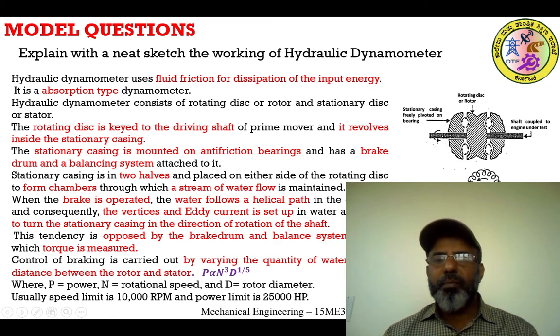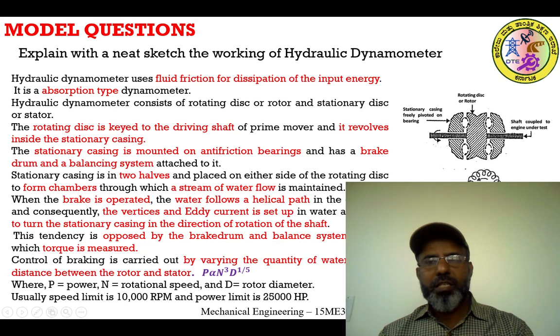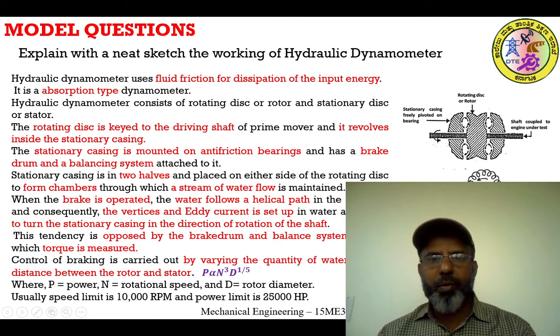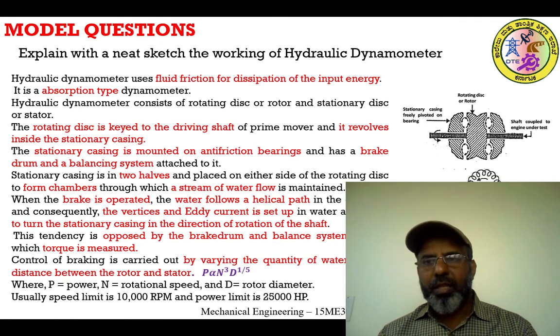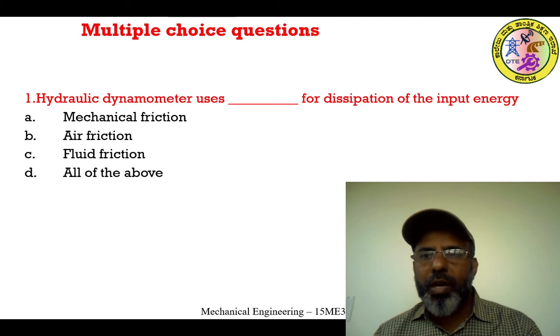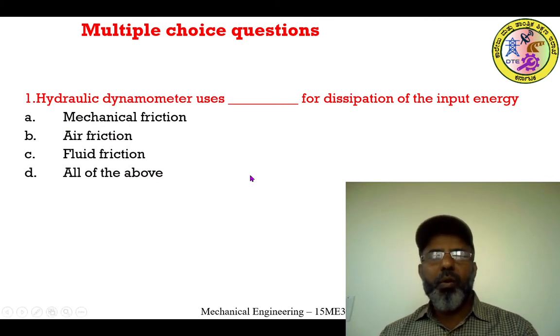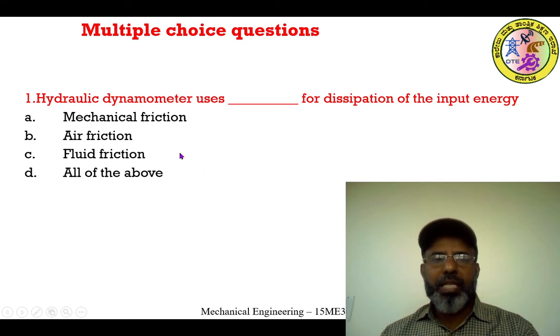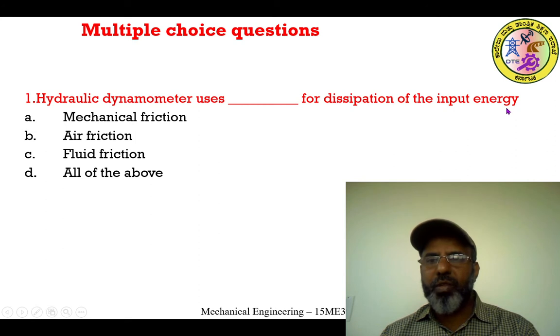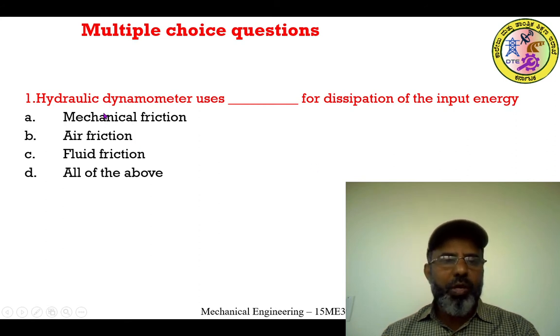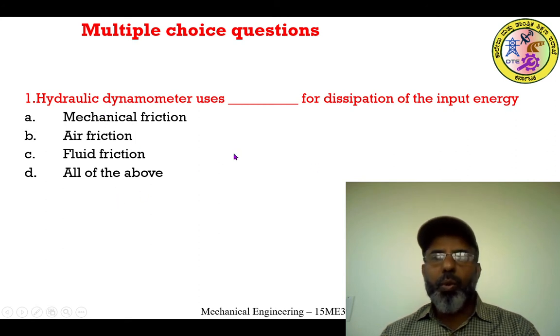Now coming to the next topic in this hydraulic dynamometer: multiple choice questions. These multiple choice questions are asked to know how much knowledge you have gained in this session. Now the first question is: hydraulic dynamometer uses dash for dissipation of the input energy. 4 options are given. Your time now starts, 15 seconds.